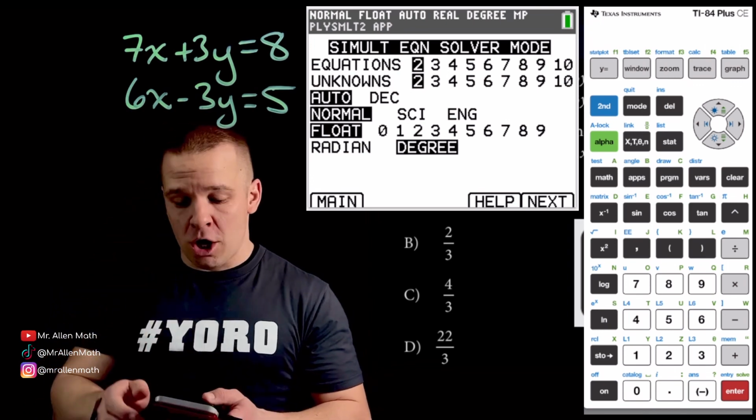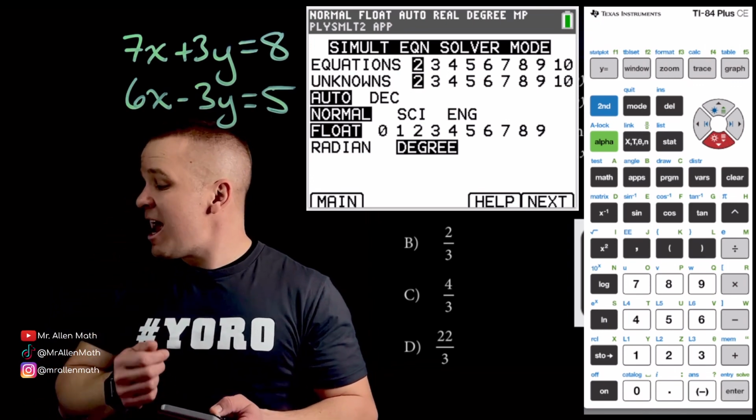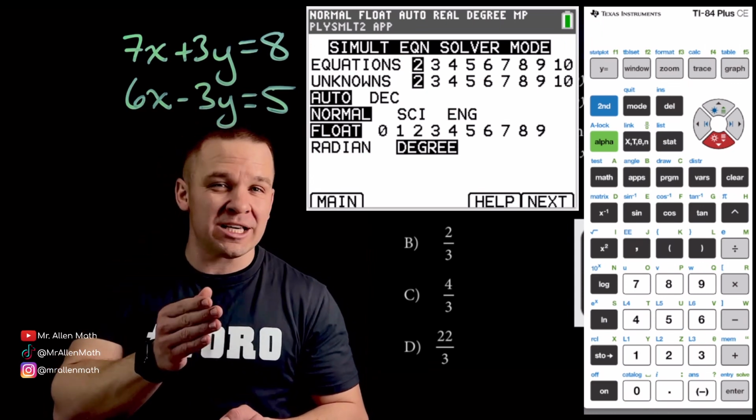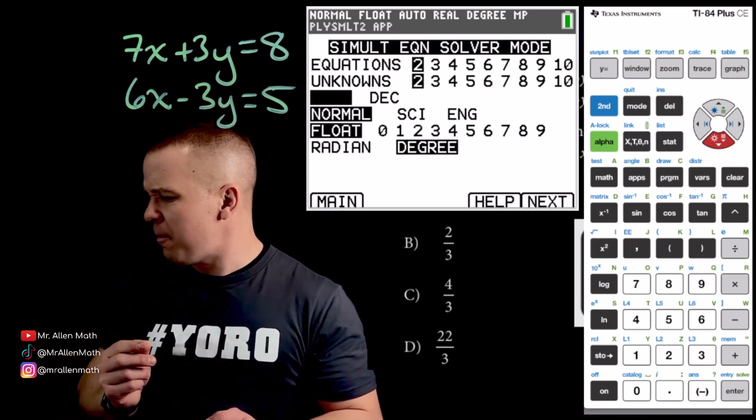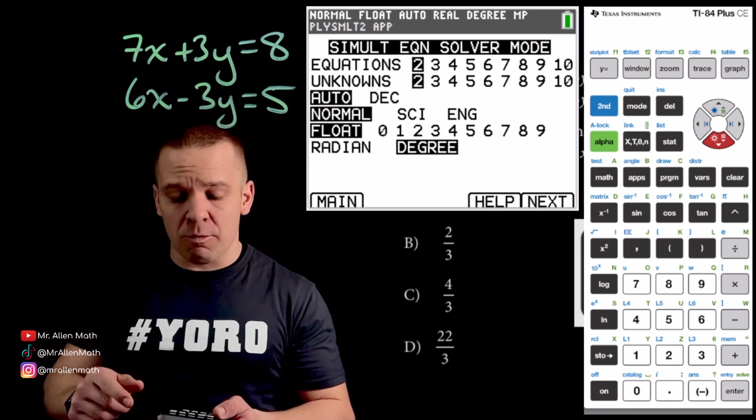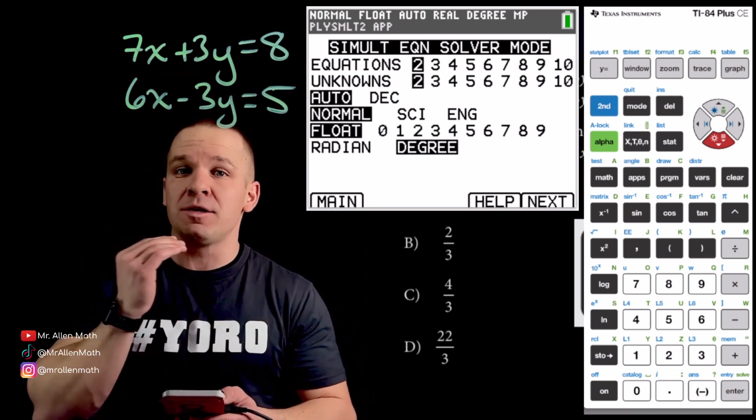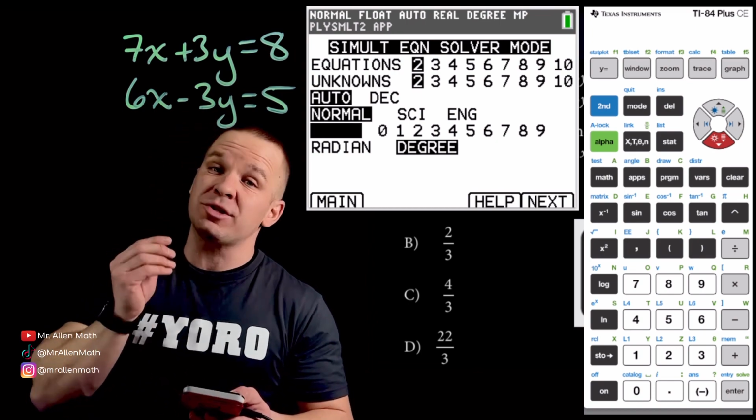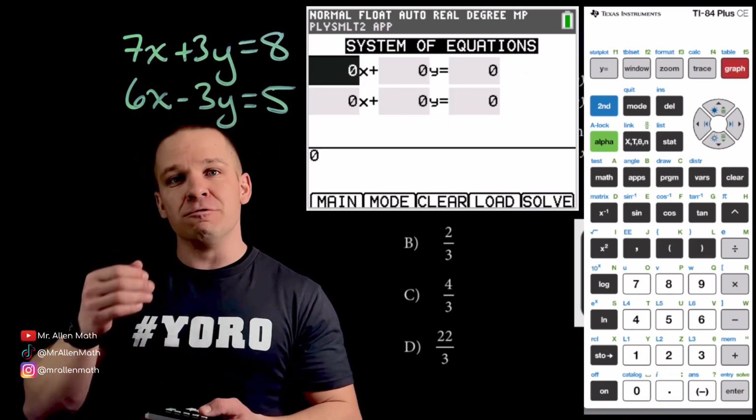I've got 2 unknowns, right? We got that guy right there, and then we got our auto or decimal. I'm going to go with auto. It should do fractions for me, right? And then nothing else really to change here. So I'm going to hit next. The way we do that is with the top row of buttons, the Y equals, window, zoom, trace, graph. I'm going to hit graph to choose next.